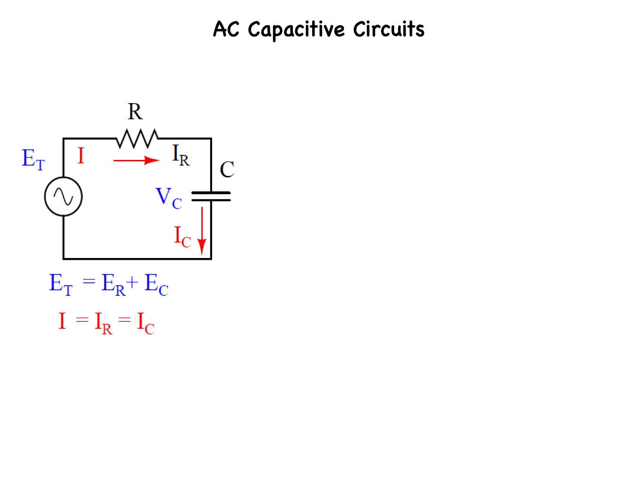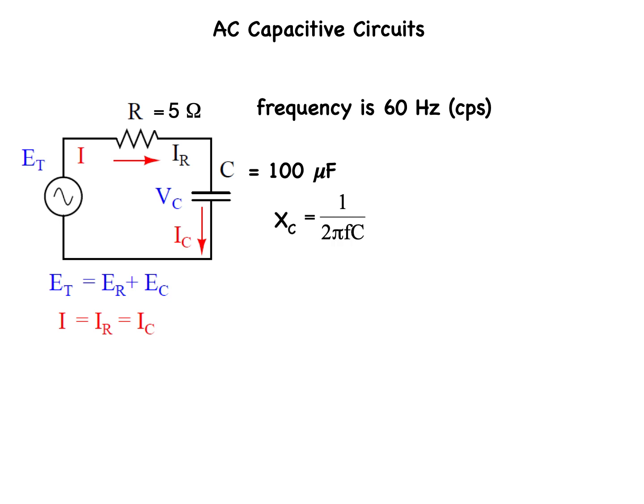So let's do a quick example here. We have an RC circuit, a series circuit here in series with an AC supply voltage. We're going to let the resistor in this circuit equal 5 ohms, and we're going to let the capacitor equal 100 microfarads. And we're going to calculate the total impedance of the circuit. We're going to use the standard system frequency for North America, which is 60 hertz.